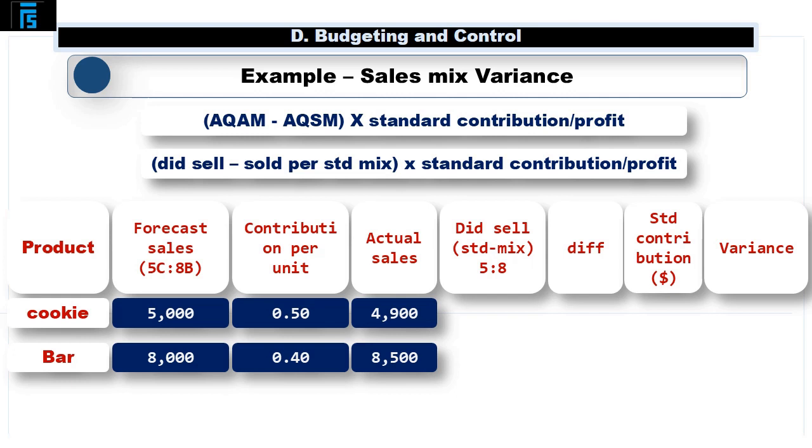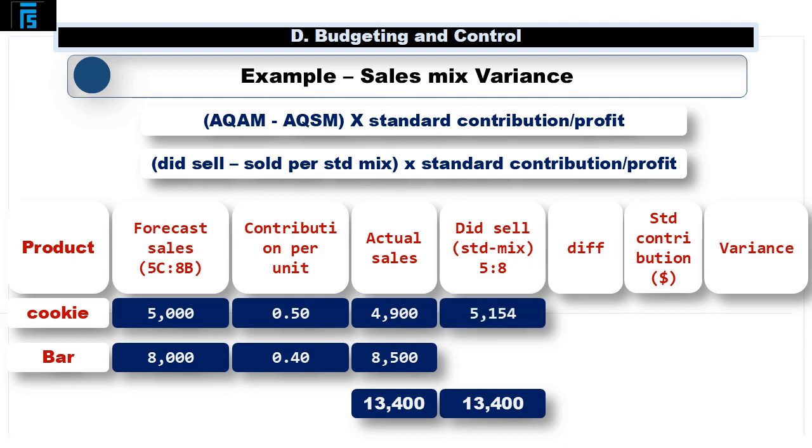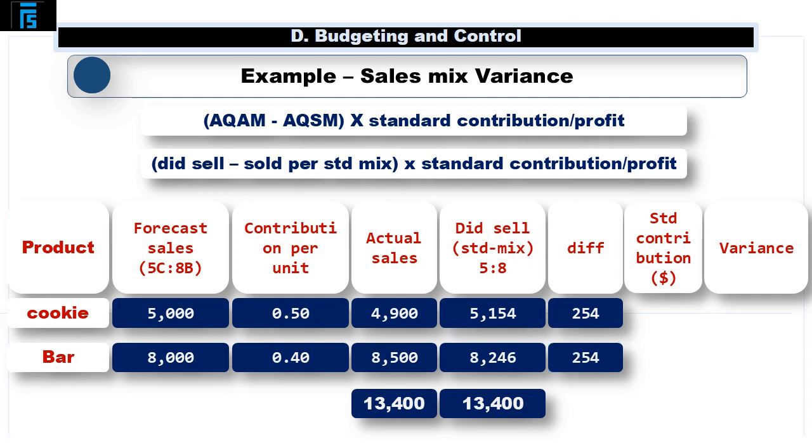The sales mix variance is found by comparing what we did sell with the same total volume of 13,400 units, but at the standard mix of 5 cookies to 8 bars. This gives us a standard sales mix of 5,154 cookies and 8,246 bars. We have therefore sold 254 fewer cookies than under the standard mix, and 254 more bars than under the standard mix. As for the material mix, you will notice that the differences are equal and opposite, and this will always be the case with the sales mix and material mix variances.